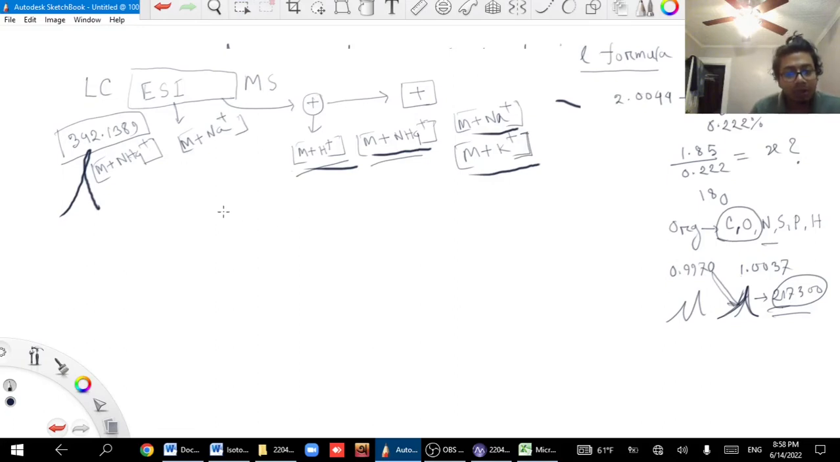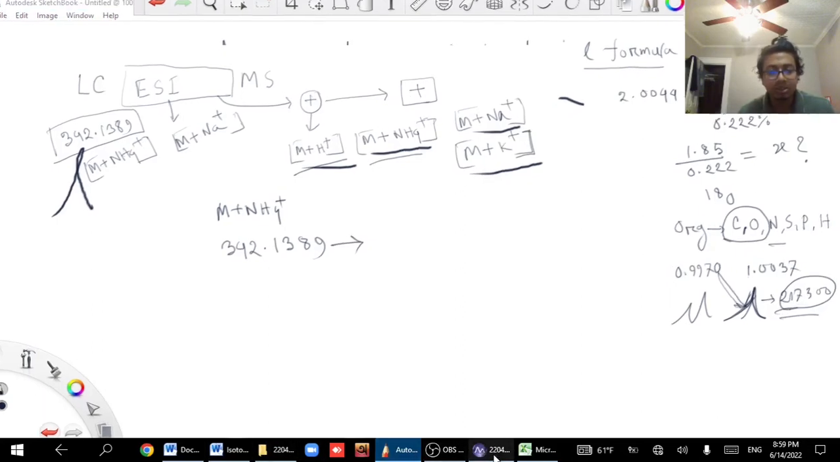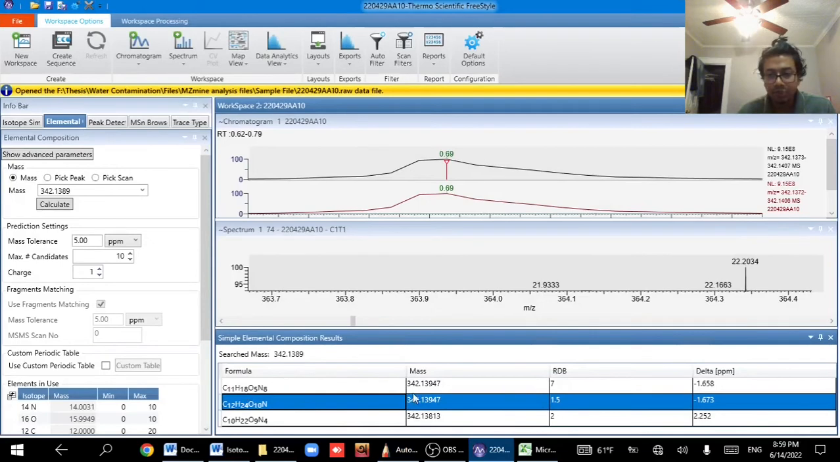So what I got here, the peak is M plus NH4, right? So what is our specific mass? This is our specific mass. So I got two possible formulas here. If I just write out the first one, this one is C11H18O5N8.